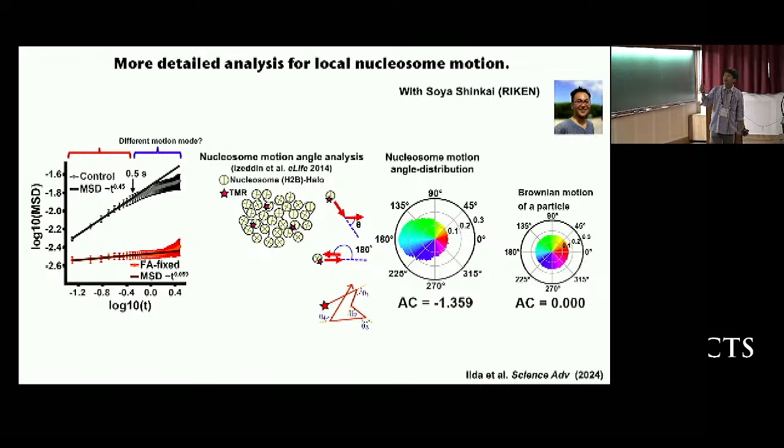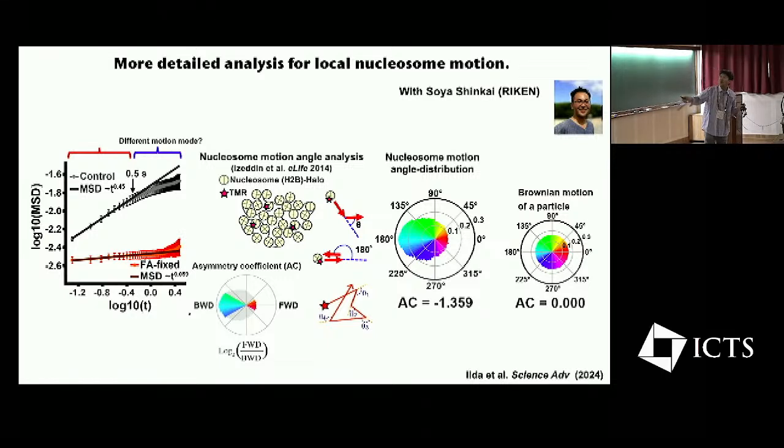And to quantify this, we introduced the asymmetry coefficient, AC values. The forward fraction is divided by the backward fraction, and we took the logarithm. So more pulling back force shows more negative values. And if the motion is isotropic, like Brownian motion, the AC value is almost 0. So we can do some quantitative discussion of the constraint.